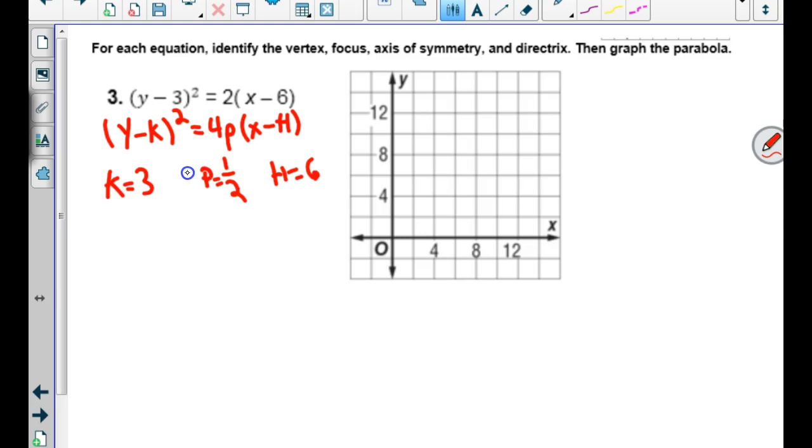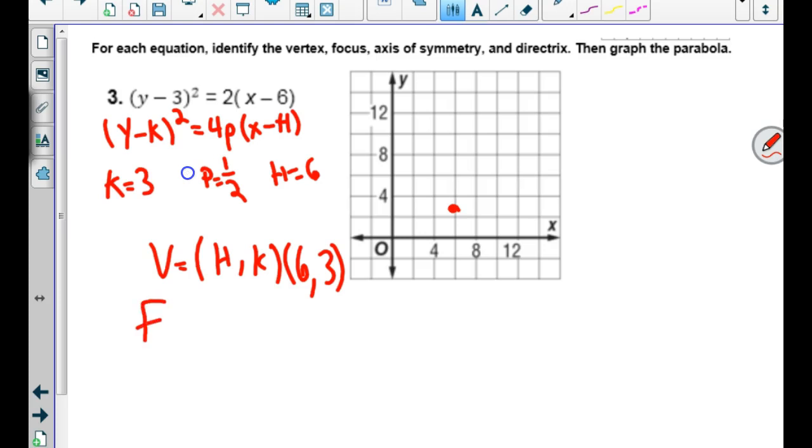Did everybody get p equals a half? Make sure you just write down, 2 equals 4p, divide both sides by 4 so you don't get confused, but it is 1/2. So the vertex is at h, k. Yep. Counts by 2. Yep. Yes.